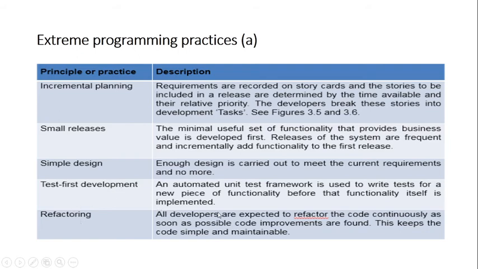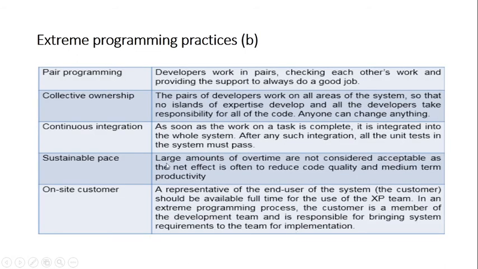Then refactoring, I have told you, we have to refactor the code continuously. It leads to code improvement and makes the code simple, maintainable as well as understandable. Then pair programming we have discussed. Developers work in pairs, checking each other's work and providing support to do a good job, right? They are evaluating the work at the same time, cooperating, and maybe they are both excellent in different areas, so it will be a better outcome. Collective ownership we have discussed, both are equally responsible for everything, whether it is correct or wrong.